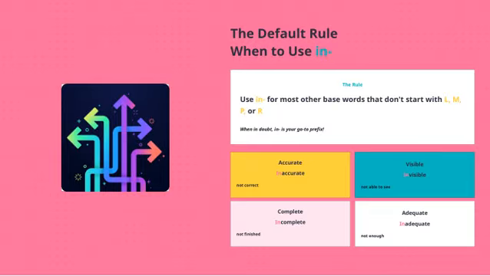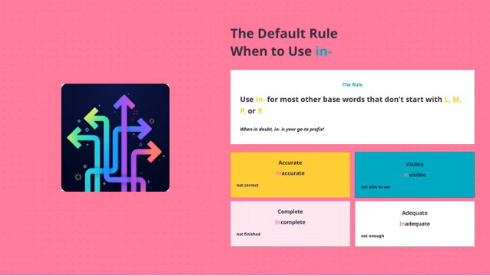You want to use "in" for most other base words that don't start with the letters L, M, P, or R when you're unsure. Remember that "in" is your go-to prefix. It's a reliable choice in many cases. For example, you can say accurate or inaccurate, where inaccurate means not correct, or visible versus invisible, meaning not able to see. You might also think of complete and incomplete, where incomplete means not finished.